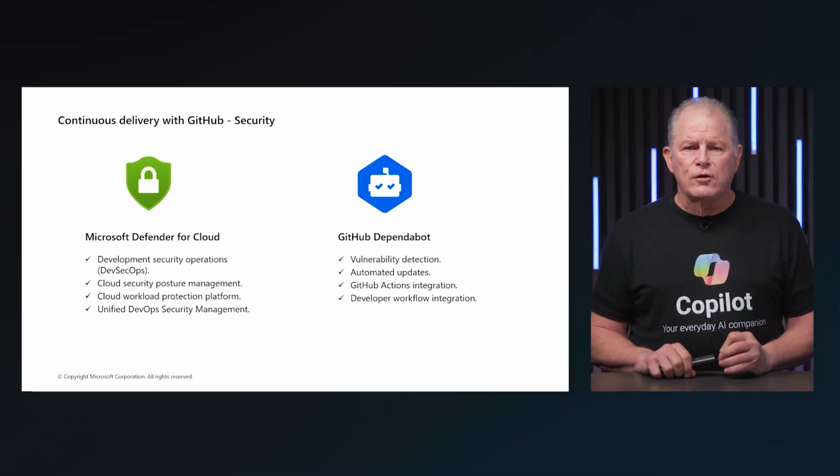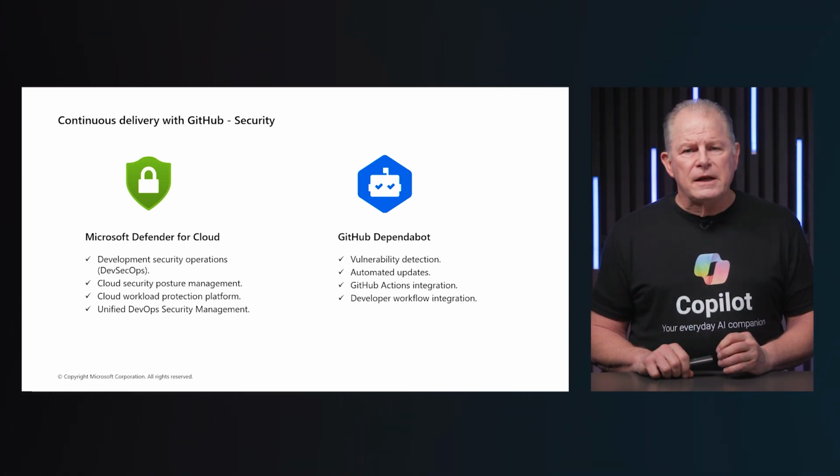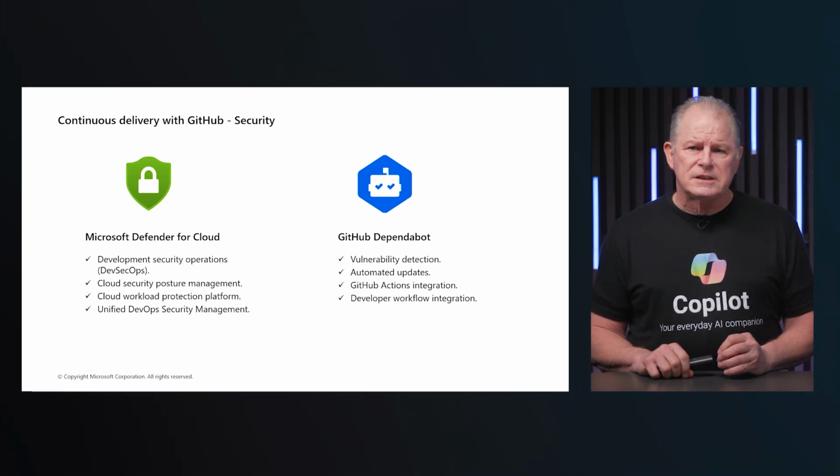Dependabot can automatically create pull requests to update vulnerable dependencies to secure versions. This helps you quickly remediate security issues without manual intervention. Dependabot integrates seamlessly with your existing GitHub workflows, making it easy to manage and secure your dependencies as part of your continuous delivery pipeline.